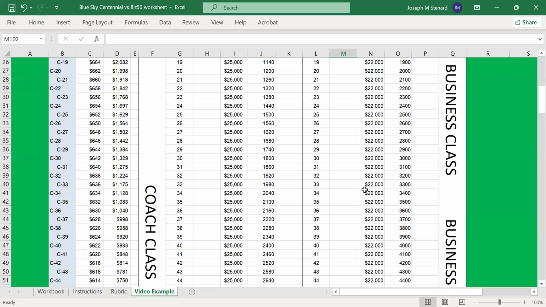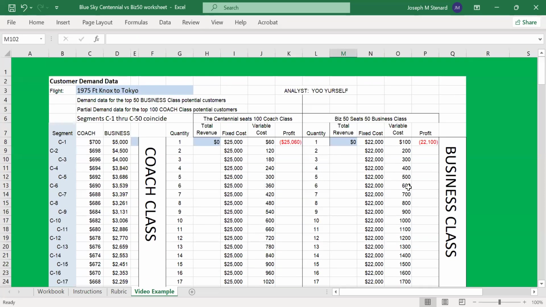Okay. So now we want to calculate the profit on one or the other one. In order to do that, we have to figure out the revenue. Right now, revenue is 0 because we're not selling any. We're going to put this in as a formula. It equals the price that we would charge. The Centennial is coach, so we're using the coach column, and we're multiplying that times the number of people that would be paying $700 if we charge $700.